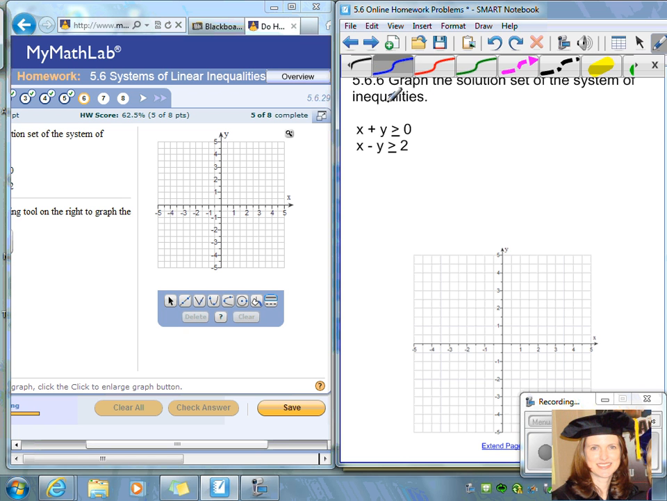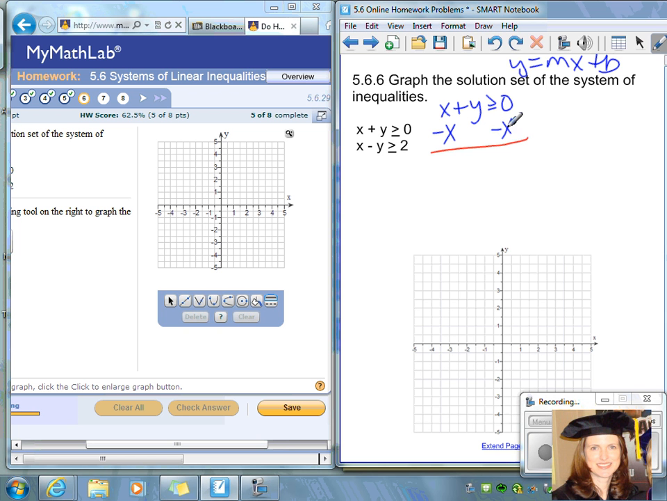The first inequality is x plus y is greater than or equal to 0. Solve this for y so we can get it into the form y equals mx plus b, because we want to graph these lines. I'm going to subtract x from both sides, and that gives me y is greater than or equal to negative x. In this case, the slope of the line is -1/1, and the y-intercept, b, is equal to 0.